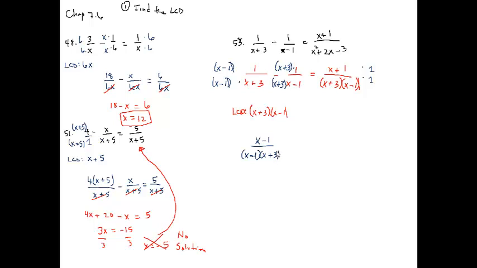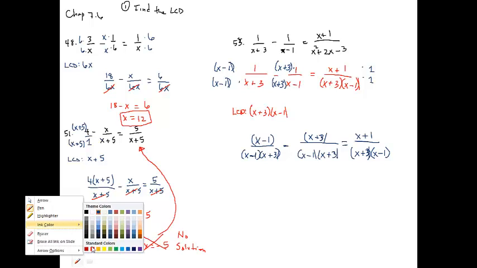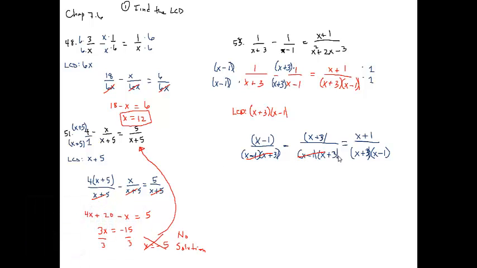Times x plus 3 minus x plus 3, divided by x minus 1, x plus 3, equals x plus 1 over x plus 3 times x minus 1. All right, good. Now once the denominators are all equal, we can cancel them out. So let us cancel them out. Cancel, cancel, cancel. And you're left with x minus 1.